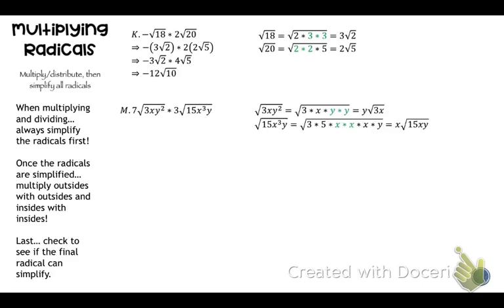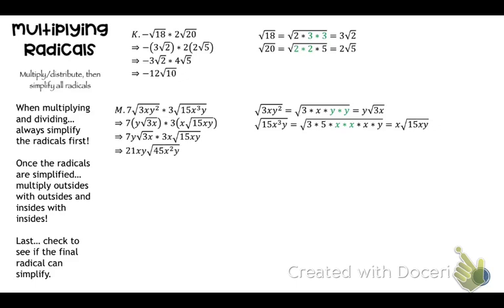Well, if we break those down, so 3xy squared breaks down to y 3x, and 15x cubed y breaks down to x 15xy. So if we put those where they are, that's going to be 7y square roots of 3x times 3x square roots of 15xy. That's going to be 21xy square root of 45x squared y.